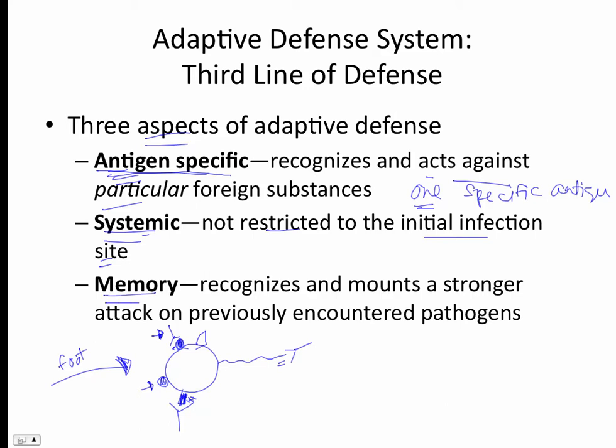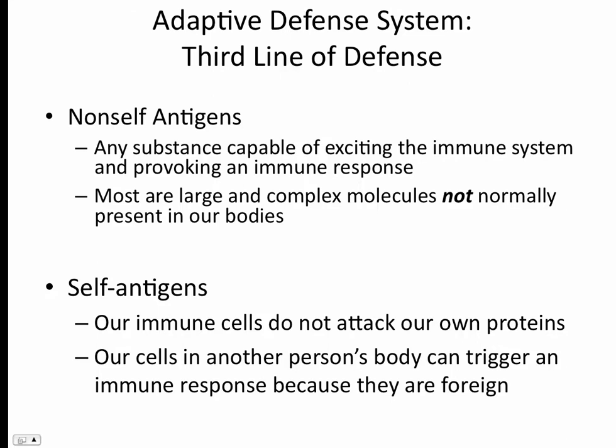Another thing is that it has memory, meaning that the second time we come into contact with this exact same type of pathogen, we're going to have a stronger response to get rid of that bacteria the second time around. If we look at this adaptive defense system, because we're talking about antigens, there are two different types: non-self antigens and self antigens. It's really up to our immune cells to differentiate and distinguish between something that's considered foreign and something that's considered part of our body.